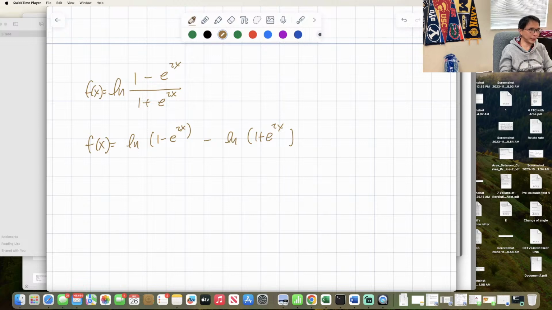Don't do quotient rule. Why would you want to do quotient rule?